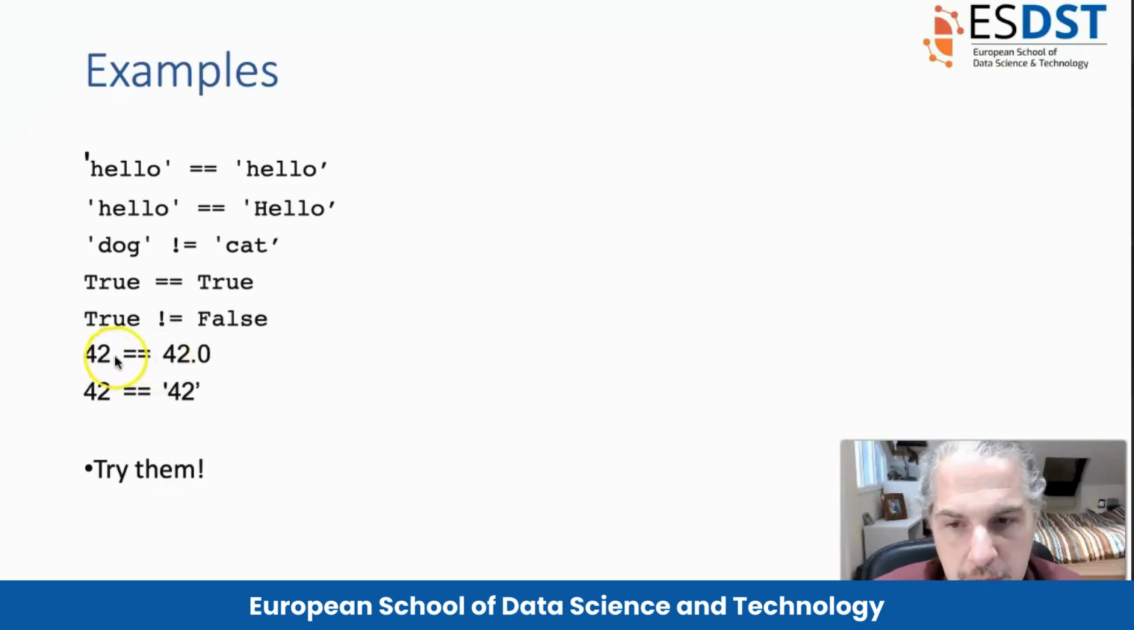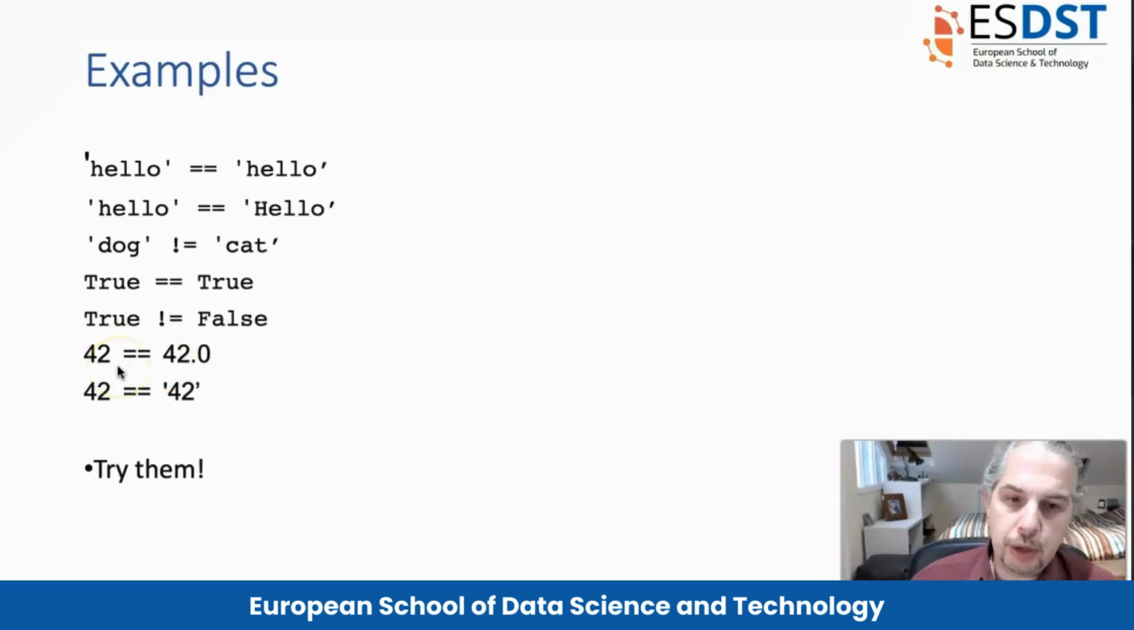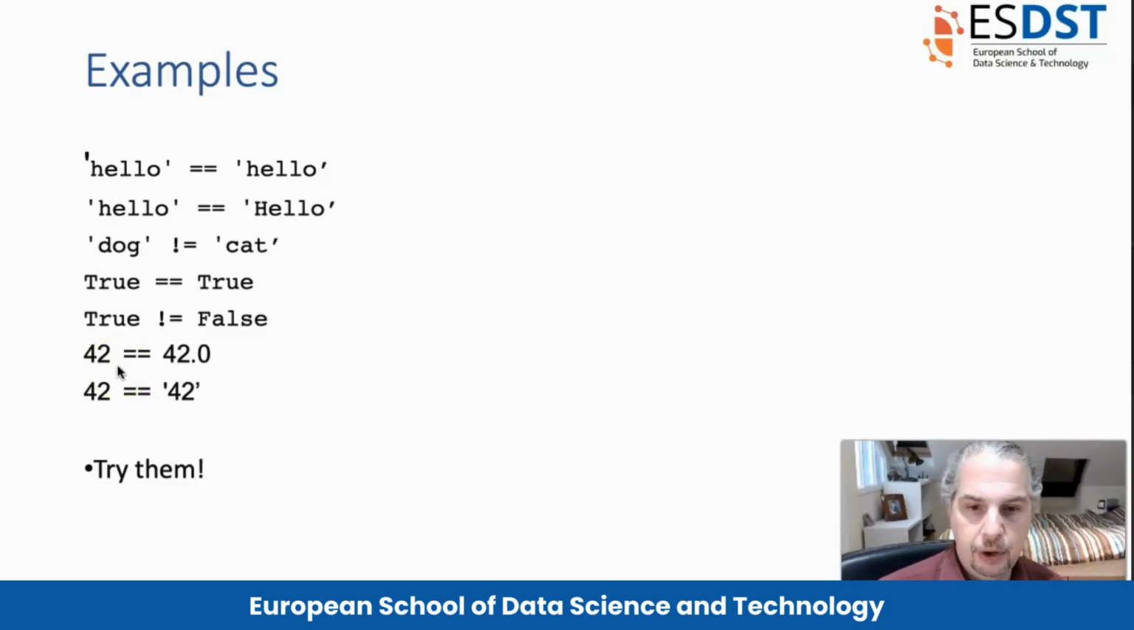Pay some attention here though. 42 equal to 42.0. This will give you True, because although one is an integer and the other one is a float, Python will assess their actual value, and their actual value is the same, so it will give you True. But 42 equal with 42 in quotation marks, it will give you False. Why? Because one is a number and the other one is a string.